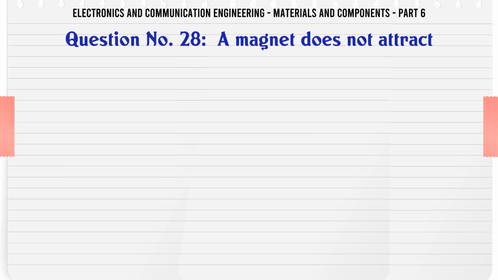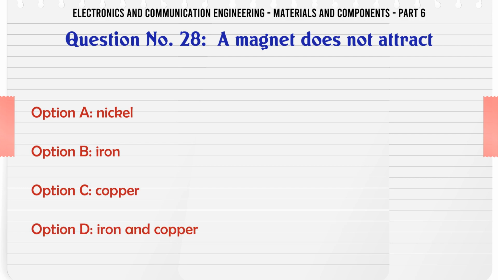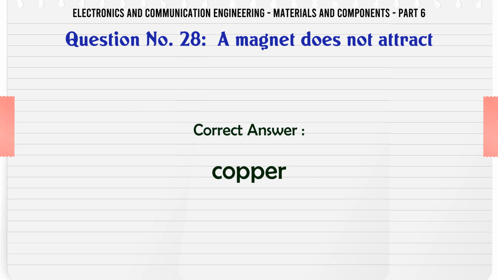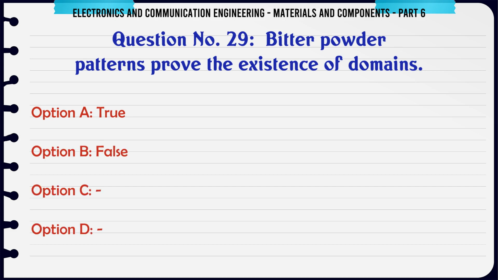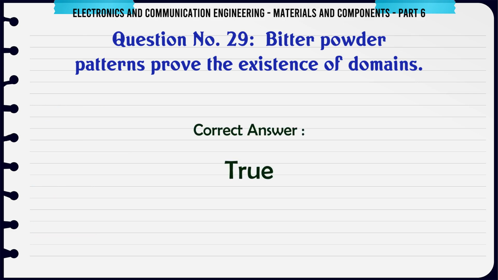A magnet does not attract A nickel, B iron, C copper, D iron and copper. The correct answer is copper. Bitter powder patterns prove the existence of domains. A true, B false. The correct answer is true.